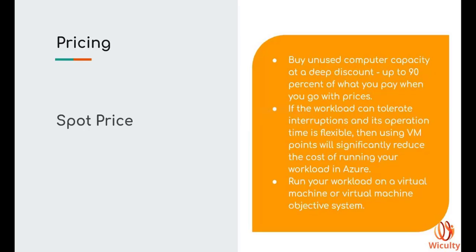If we talk about spot price, you buy unused compute capacity at a deep discount, up to 90% off what you pay with pay-as-you-go prices. If the workload can tolerate interruptions and its run time is flexible, then using spot virtual machines will significantly reduce the cost of running your workload in Azure. It runs your workload on a virtual machine or virtual machine scale set.